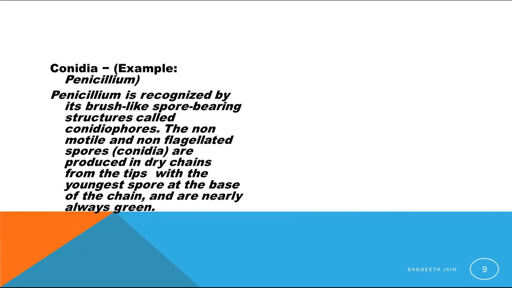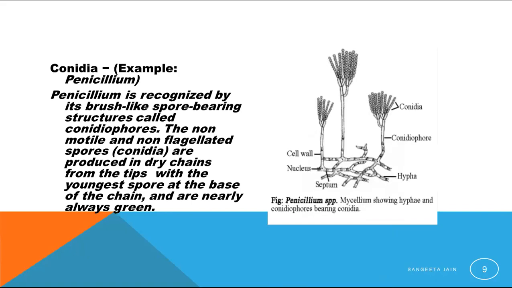On the other hand, conidia are non-motile fungal spores produced singly or in chains by the constriction of the tip of special hyphal branches called conidiophores. These are dispersed by wind.